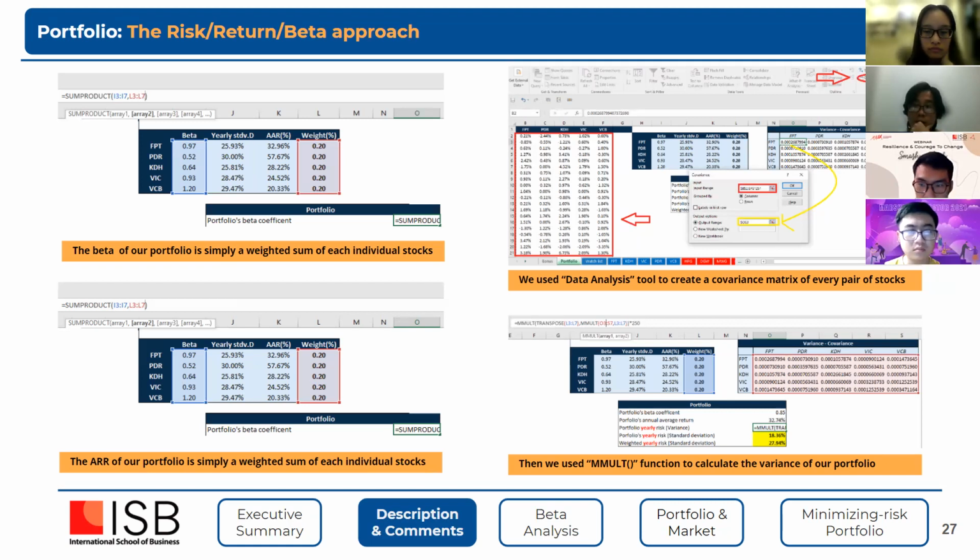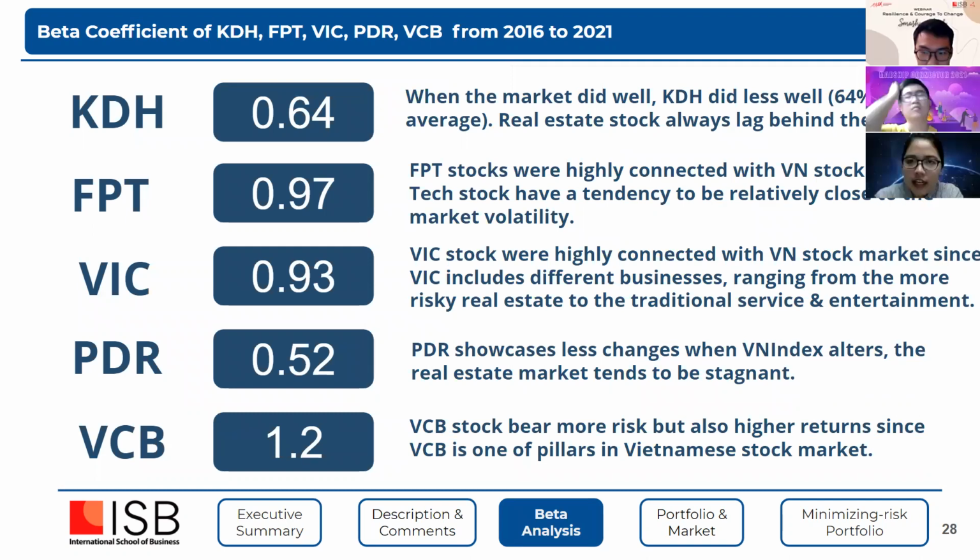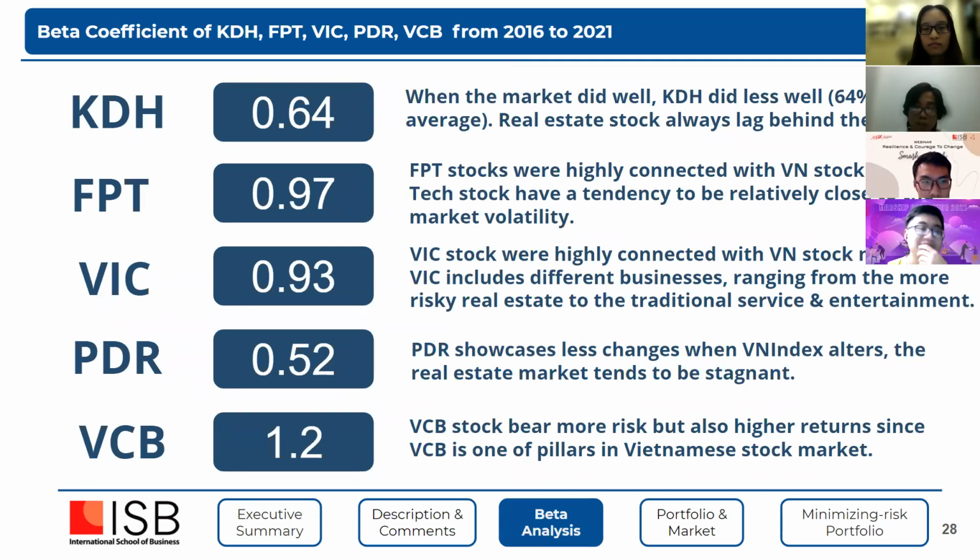So the beta coefficient will be presented by me. We will present the analysis of KDH, FPT, VIC, BDR, VCB from 2016 to 2021. So first is the KDH. The beta coefficient of KDH in the period 2016 to 2021 was 0.64, which means that the return of KDH performed only 64% of those of the market. To illustrate, when the market did well in that period, KDH did less well.